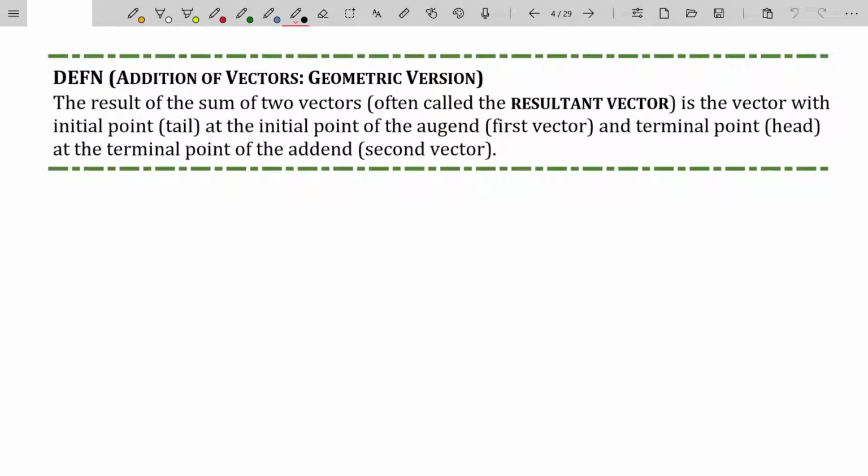Now, since we're in a math course, we have to start talking about mathematics. Specifically, we're going to start with what you started with when you had numbers. Addition. How do you add vectors? Well, this is going to be a geometric description of it. The result of the sum of two vectors, often called the resultant vector, is the vector with initial point at the initial point of the augend, which is the first vector, and the terminal point, or the head, at the terminal point of the addend, which is the second vector.